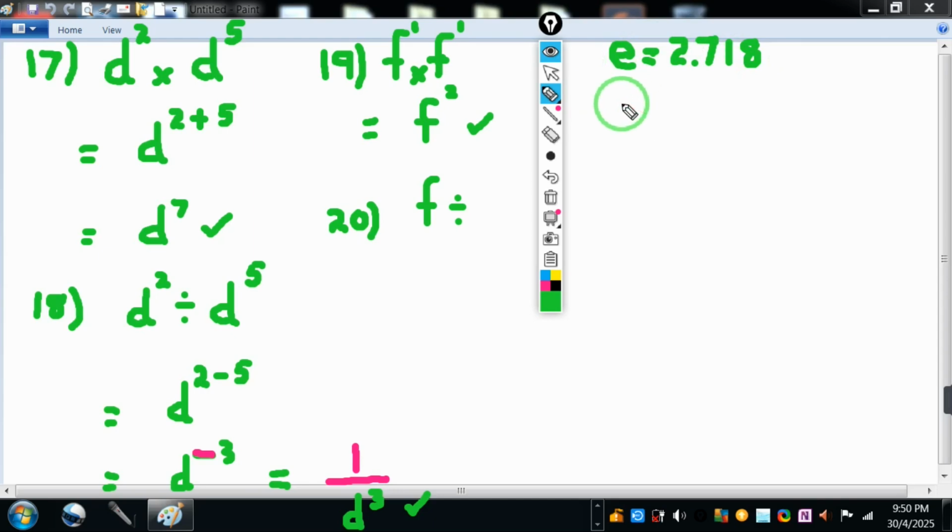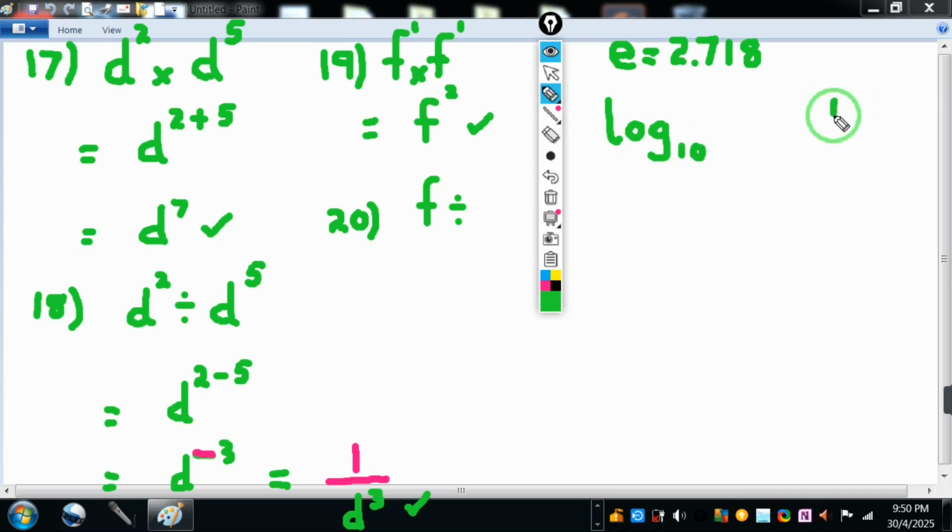There are two different types of logarithms. Introduction only, not very deep, but I've given you the laws of logarithms. This is the introduction only. One is called the common log. Common log is written as log to the base of 10.